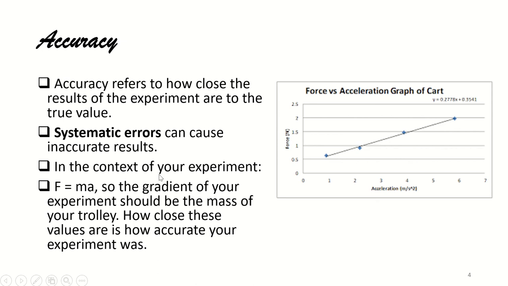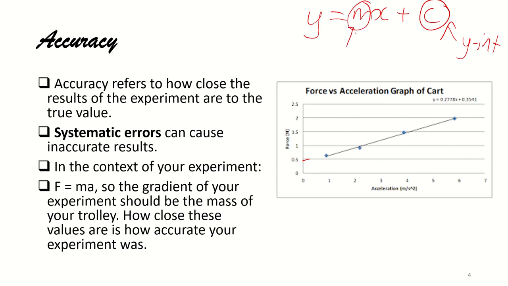And in the context of your experiment, you're trying to verify Newton's second law of motion, that is, the force applied to an object is equal to the mass of the object times the acceleration of the object. So you were changing the force and measuring the acceleration. If you look at your graph, you have force and acceleration. The equation of a straight line is y = mx + c, where c is your y-intercept. And remember, y-intercepts are caused by systematic errors. m is your gradient, which is your slope.